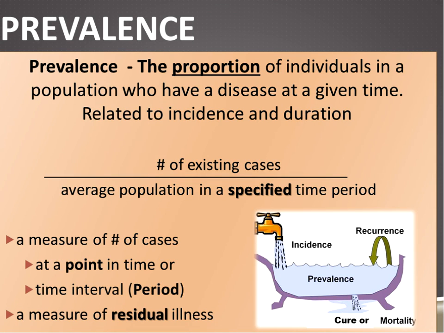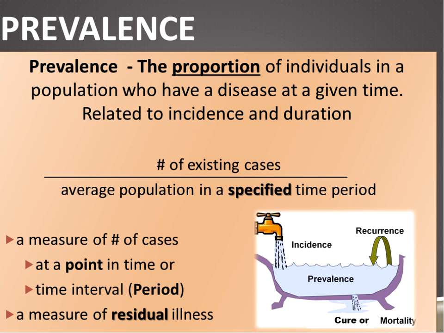Prevalence is the proportion of individuals in a population who have a disease at a given time. It's related to the incidence, which is the new cases coming in, and the duration of that disease, although that's not what's used in the calculation. So this is another calculation. Prevalence is a proportion: the number of existing cases over the average population at a specific time period. Now we say the average population unless you're able to actually get a count.